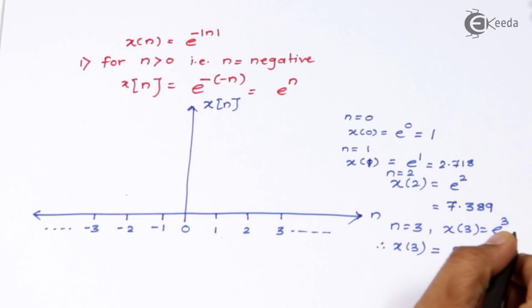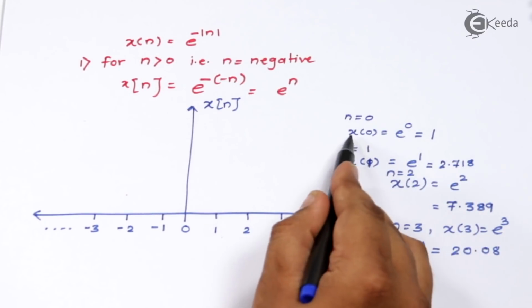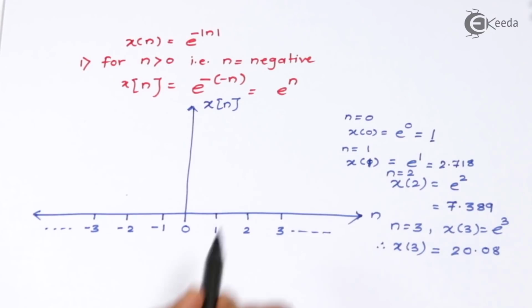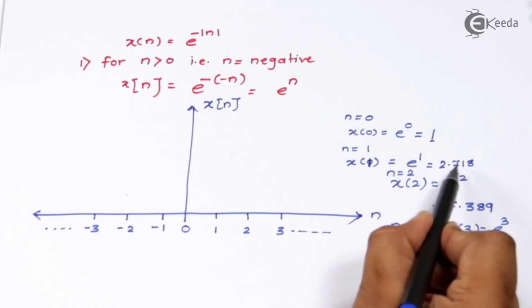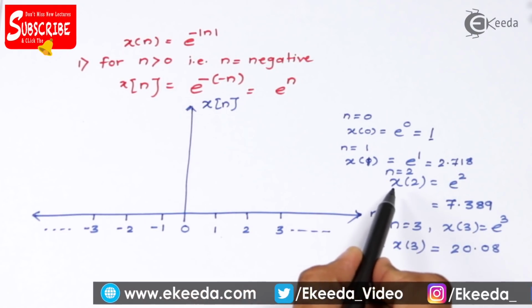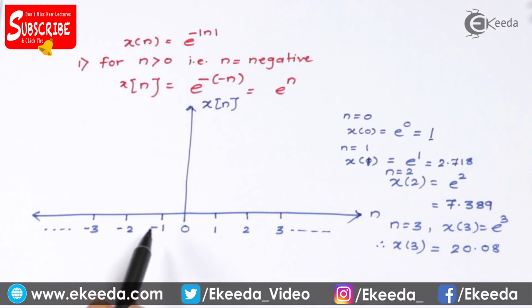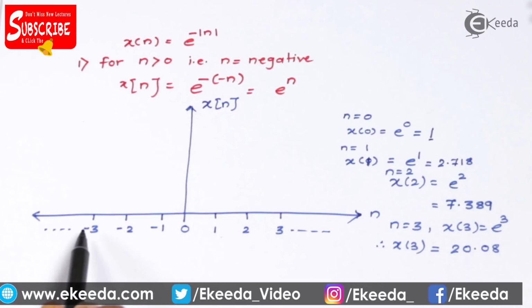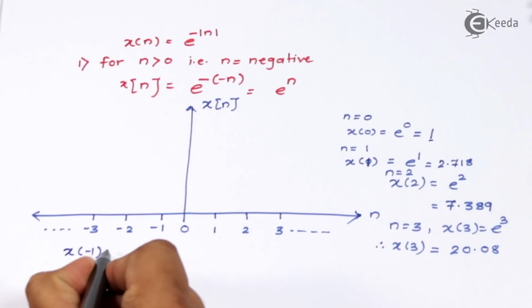So just look here, when n equals 0, this function has the value 1. Similarly, for n equals 1, this function has value 2.718. For n equals 2, x of 2 equals 7.389. Similarly, for n equals 3 we have the value 20.08. We'll calculate the next values also for n equals -1, -2 and -3. So what we will get, I'll note it down fast.